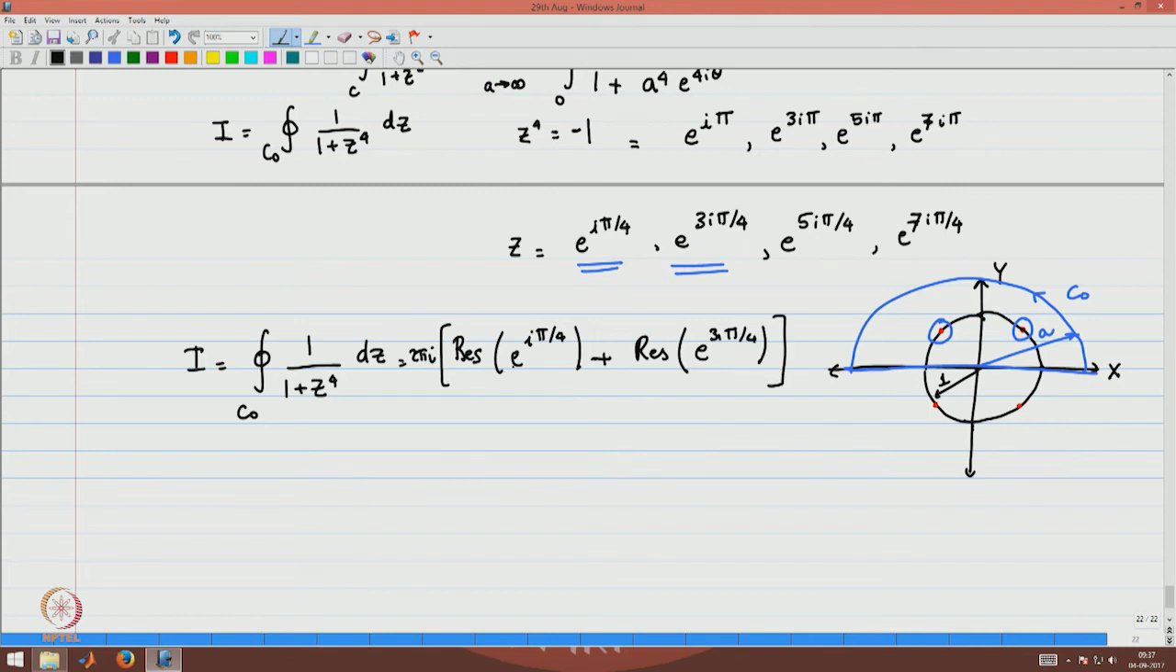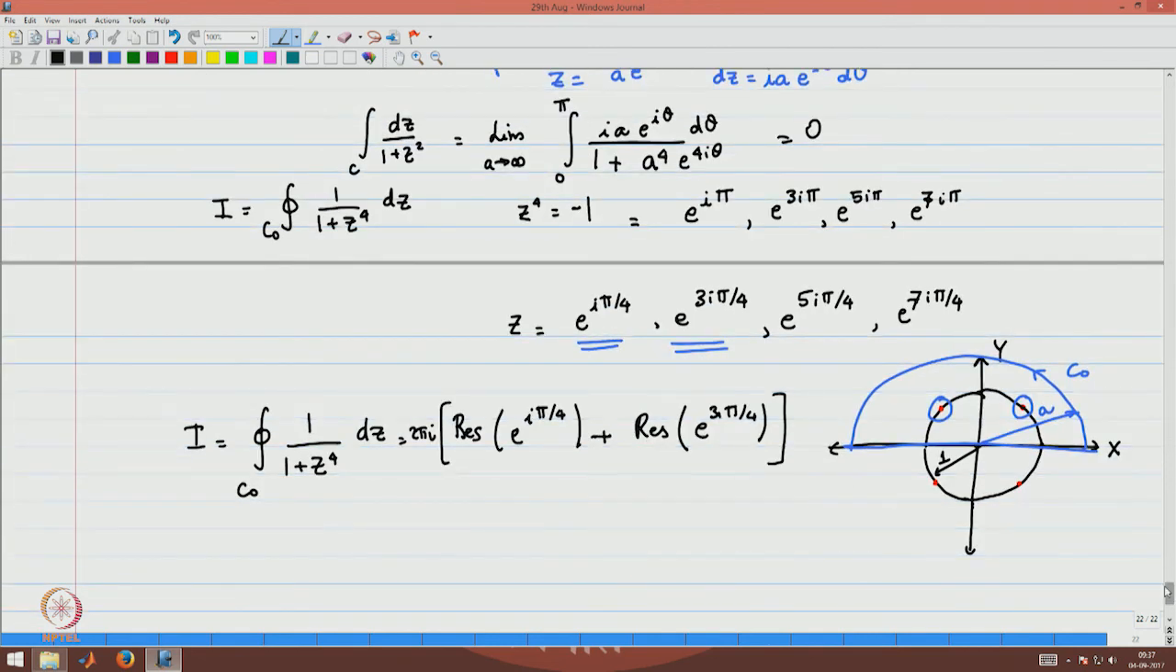Now, the residue at e to the i pi by 4, how do you calculate it? For that, you have to factor this out. So, I can write my I as the integral over C of 1 over, I am going to take out. Okay, let me evaluate. e to the i pi by 4 is equal to, now cos pi by 4 is 1 by root 2, sin pi by 4 is 1 by root 2. So, it is 1 by root 2 times (1 plus i).